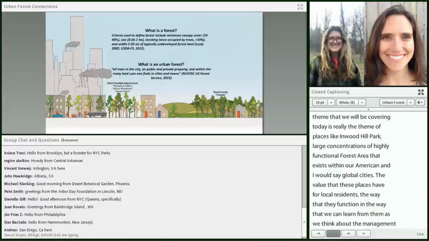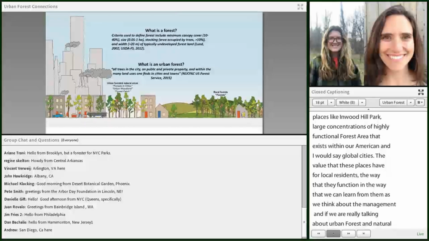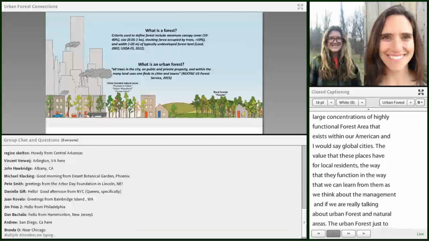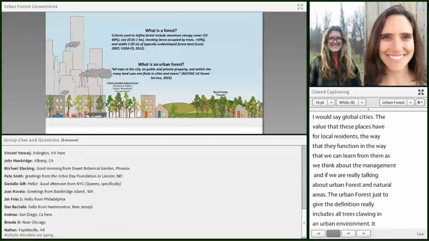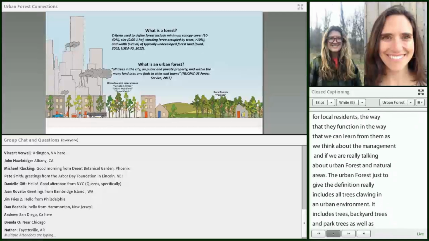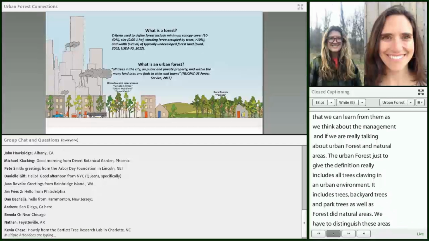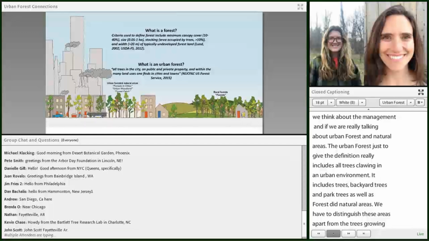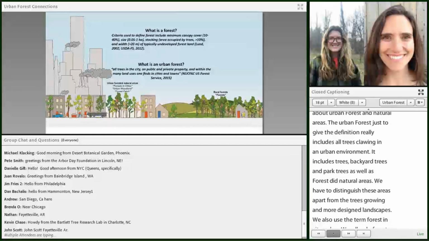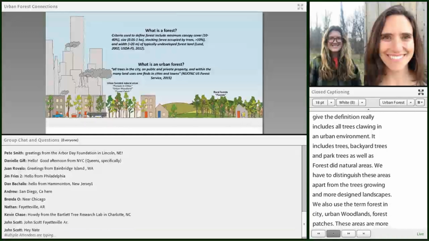But it can be kind of confusing when we say urban forests and we're really talking about urban forested natural areas. So the urban forest, just to give the definition, really includes all trees growing in an urban environment. So together it includes street trees, backyard trees, and park trees, as well as forested natural areas. And so we have to distinguish these areas apart from the trees growing in more designed landscapes. So we sometimes also use the term forest in cities, urban woodlands, forest patches, but these areas are really more similar in function and process to our rural forest landscape.